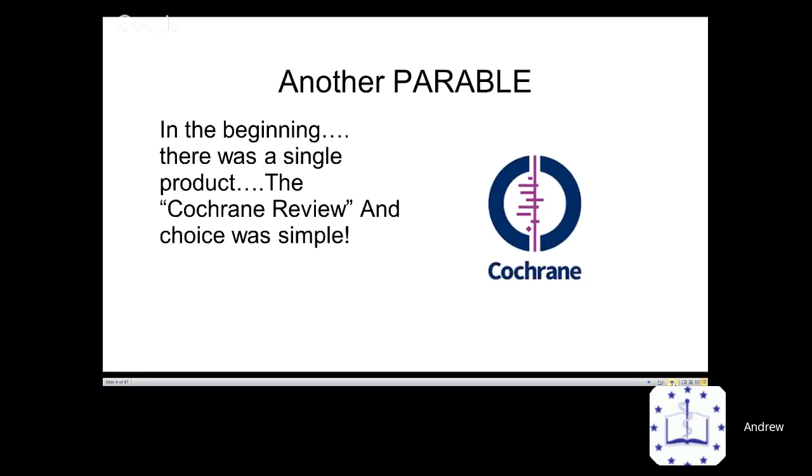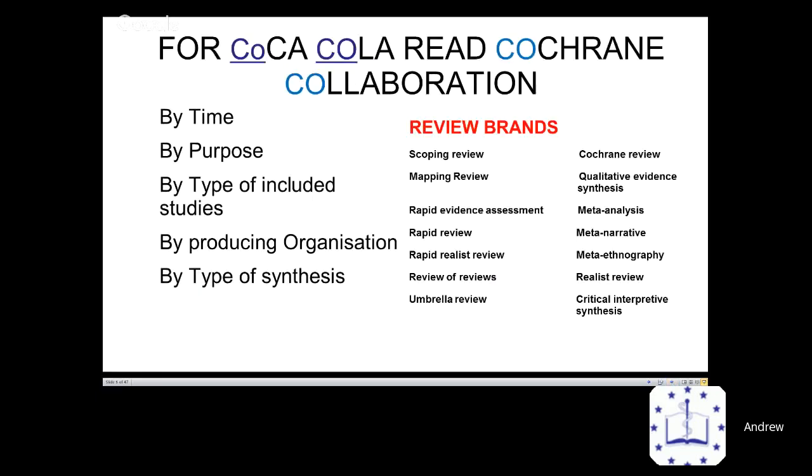Let's move this to what you've come to attend for, and this is another parable. In the beginning, there was a single product. It was very successful. People know what a Cochrane review is. The choice was simple. You do a systematic review or you do nothing. Life was very simple. But life has become complicated for us, complicated for researchers, complicated for librarians. How do we choose which review to use? What are they for? How could we help to decide what the appropriate literature search techniques are for each type of review?